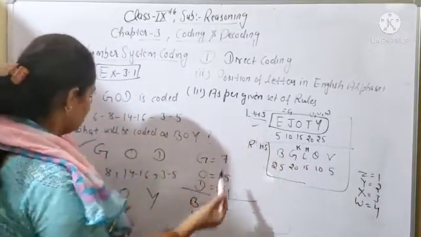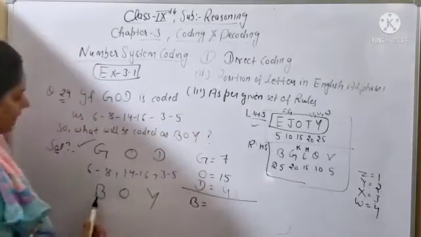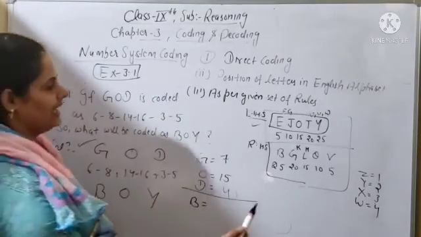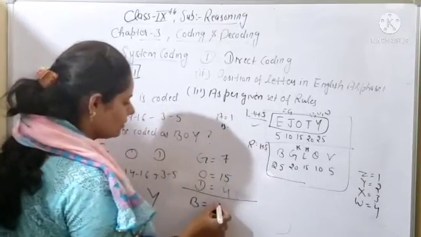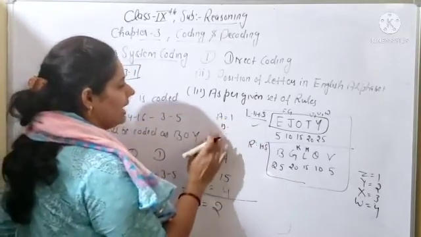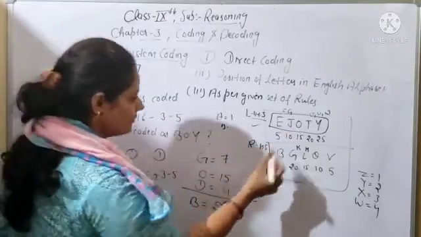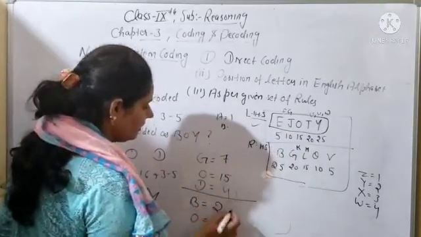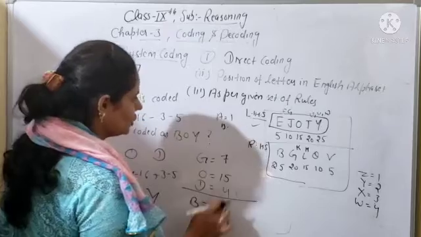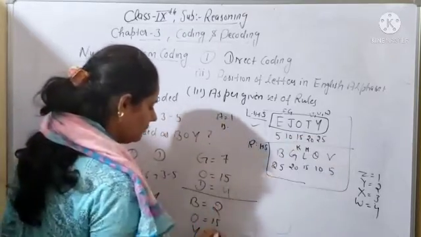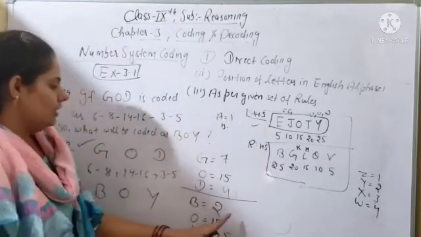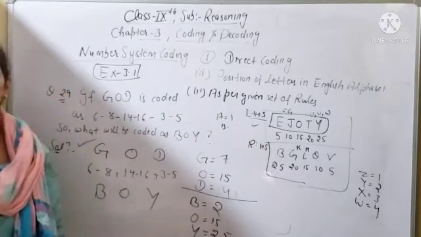Okay, so here you have to find out the coded language of B-O-Y. So B, what is the position of B? A is at the first position, so B will be at the second position. Clear? Now what will be the position of O? It is 15 from the left hand side. Now next one, what is the position of Y? Y position will be 25. Clear? So B position is 2, O position is 15 and Y is 25.